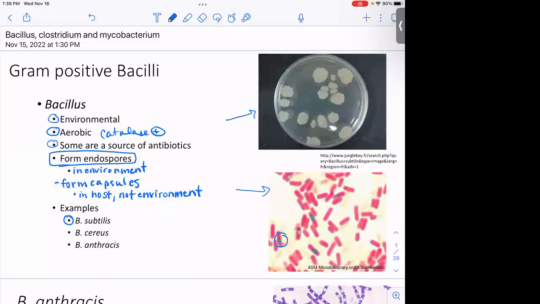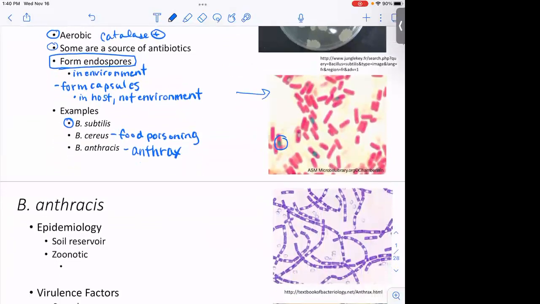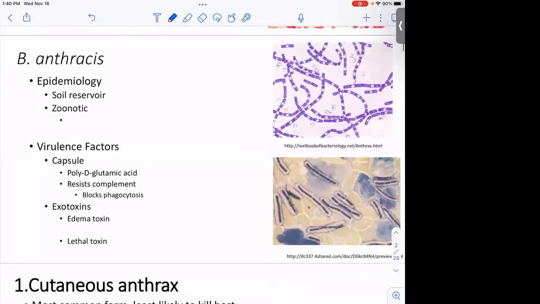Bacillus cereus, or B. cereus, causes food poisoning. It contaminates whatever food, not a particularly serious form of food poisoning. And then the big one that we're going to spend a little more time on here is Bacillus anthracis, the causative agent of anthrax. Okay, so let's look a little bit more closely at Bacillus anthracis.